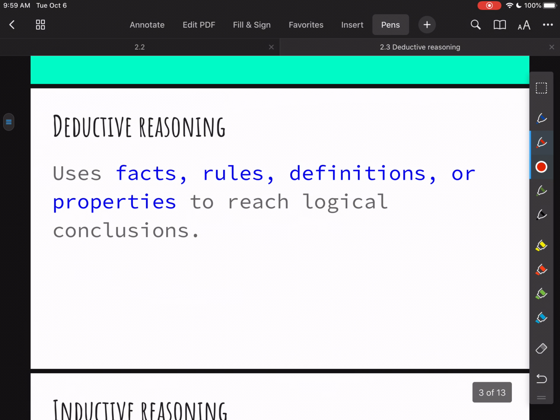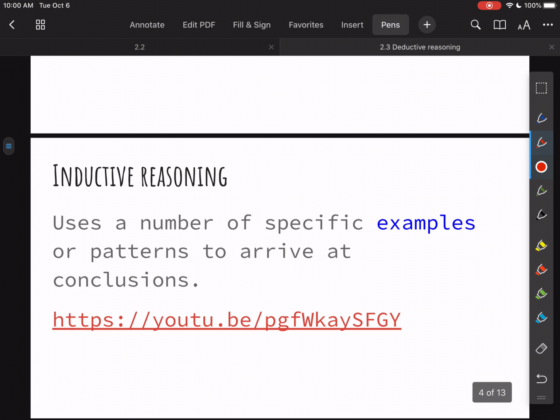What is it? It uses facts, rules, definitions, or properties. This is all in your notes here, by the way, so make sure you're getting these in your notes. Feel free to pause the video if you don't have enough time, but we're using these four things to reach logical conclusions.